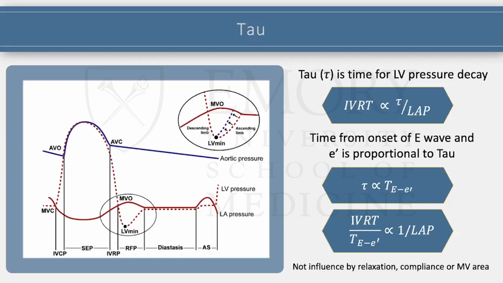The reason I think it's used is because it's independent of a lot of other factors. So mitral valve area, compliance, relaxation do not factor into this. And it's looking at this narrow time period, which is thought to be highly correlative of relaxation. And there's a real strength there, but the issue is that it's really hard to measure.